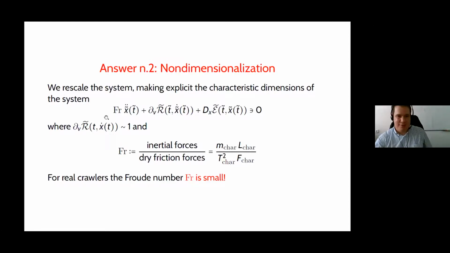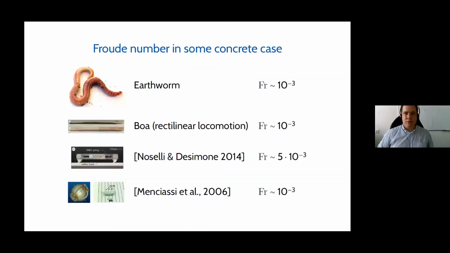So, okay, for crawlers, is the Froude number small? Yes, it is small. One can do some computation. Usually, curiously, in all cases I tried, it is around 10 to the minus 3. That is not extremely small, but quite small, and again, our models are very, very simple. So it's quite good. This happens for earthworms. It happens for rectilinear locomotion in snakes.